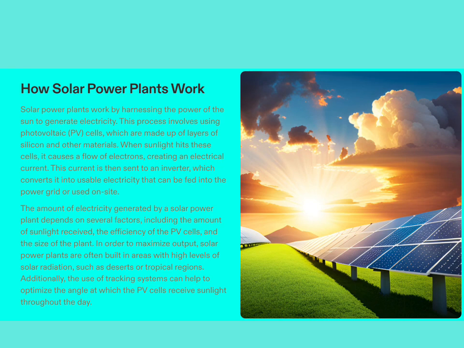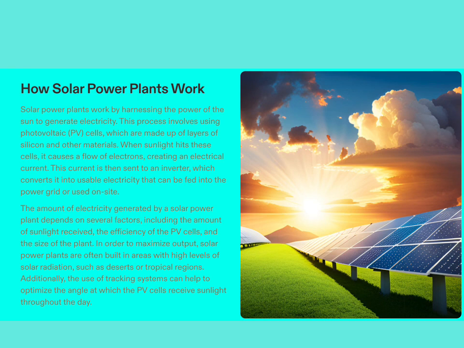So now allow me to explain how a solar power plant works. A solar power plant works by harnessing the power of the sun to generate electricity. This process involves using photovoltaic PV cells, which are made up of layers of silicon and other materials. When sunlight hits these cells, it causes a flow of electrons, creating an electrical current. This current is then sent to an inverter, which converts it into usable electricity that can be fed into the power grid or used on site.